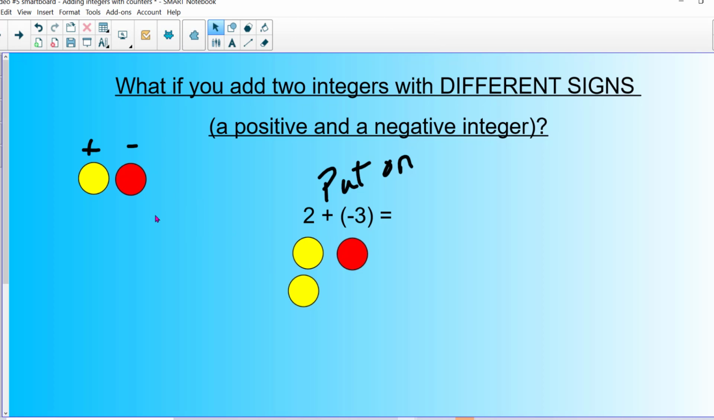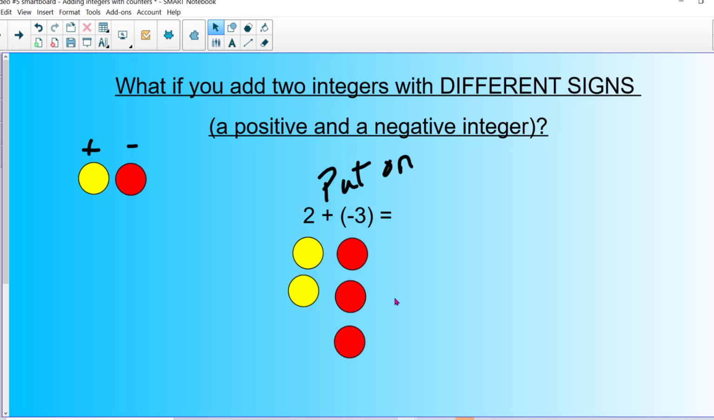Here's 3 negatives. Do you notice how this is different than the problems we did earlier? So now we've done the problem, but what's my answer? Well, it's not 5 negatives. It's not -5 because I don't have 5 negatives. And it's not +5 because I don't have 5 positives. Do you see that? So do you see what happens here?